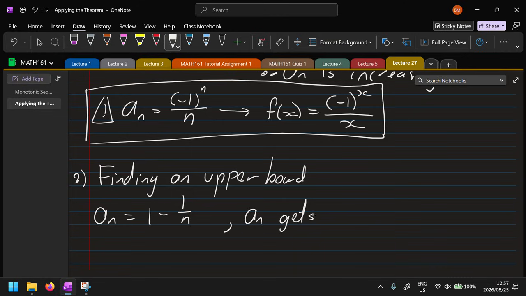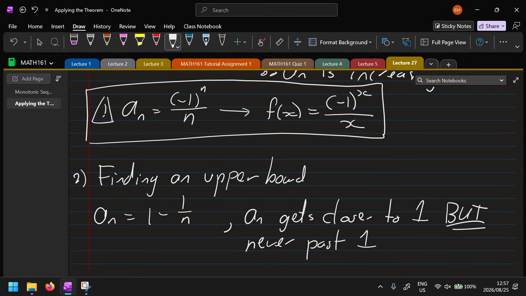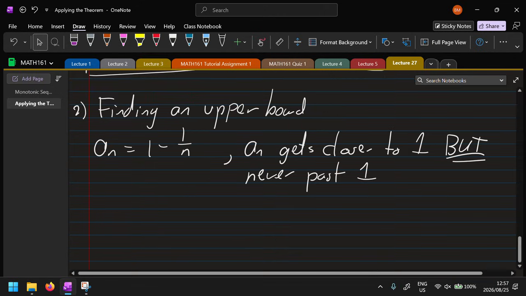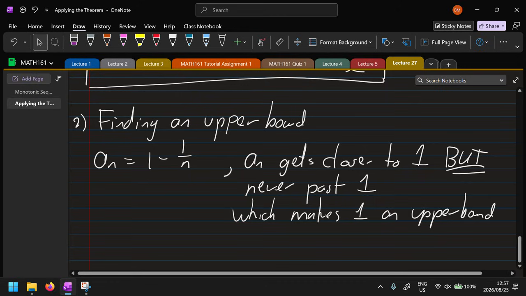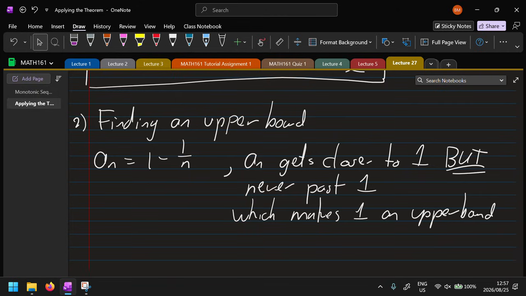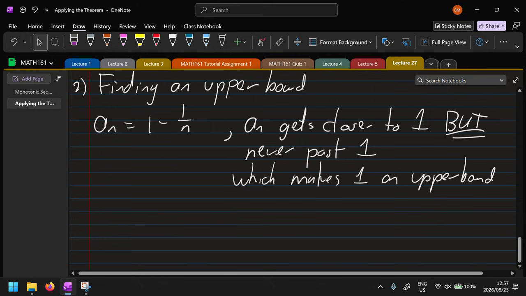So a_n gets closer to 1, but never past 1. Which makes 1 an upper bound. It never goes past 1. You could have done the same thing with anything larger than 1. 2 works, 3 works, 4 works. Anything larger than 1 is also an upper bound. So let's show this.